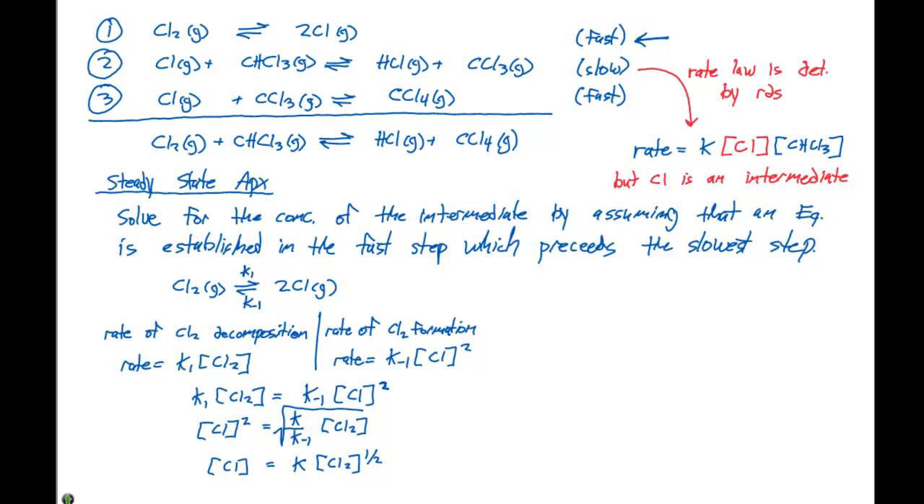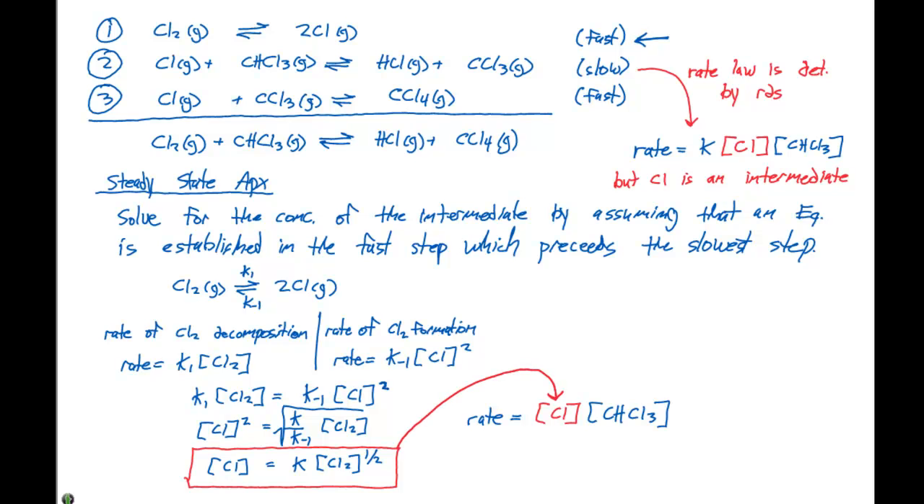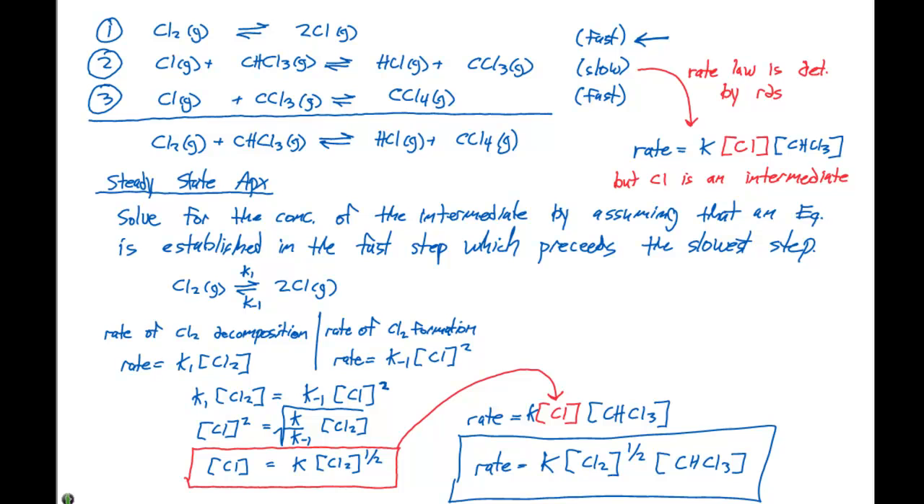Now we can say that this expression right here can be plugged back into our overall rate, because our overall rate from what we calculated earlier was that the rate was equal to the concentration of Cl, which was an intermediate, times the concentration of CHCl3. So we simply need to plug this into here, and in doing so, we get that the rate is going to be equal to k times the concentration of Cl2 to the 1/2 power times the concentration of CHCl3. And this is how we determine our rate law using our steady state approximation.